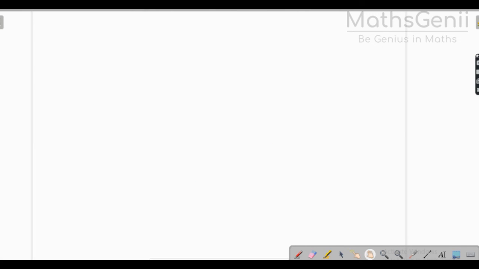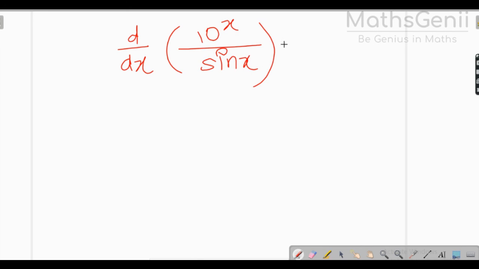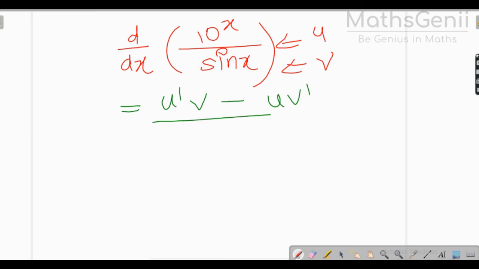Let's take one more example so that it's going to be super clear for you on how to use this formula. d by dx of 10 raised to x upon sin x. This is u, this is v. The formula says, let's just quickly write the formula: u dash v minus u v dash upon v square.